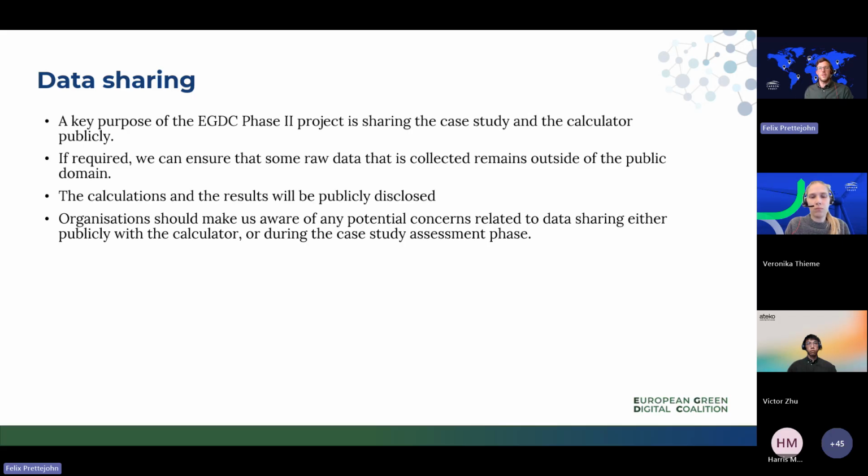Now, if required, if there's sensitive raw data that it is based on, we can make sure that stays outside of the public domain, but we'll still be having a calculator that shows the different mechanisms of the case study that will be public. So do make us aware, there's a place on the form to do so, of any concerns you have about data sharing, or even if it's data sharing with us. But like we said, if needed, we can set up NDAs to do this.